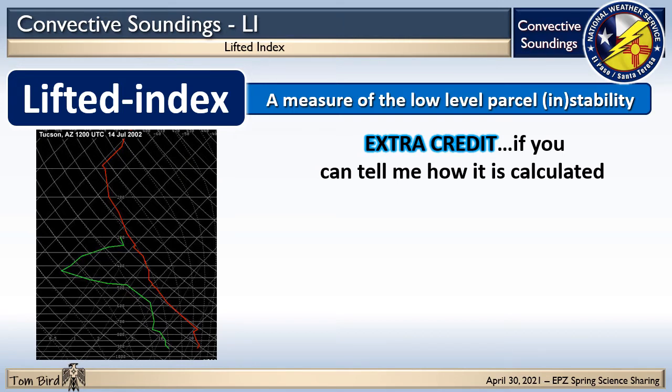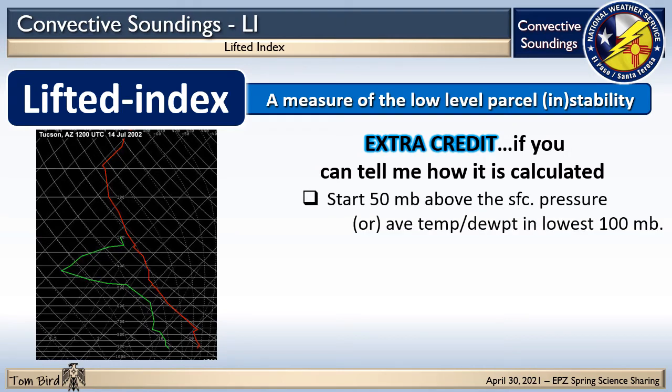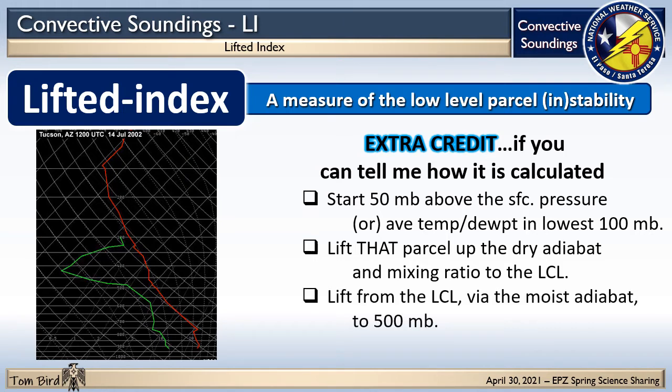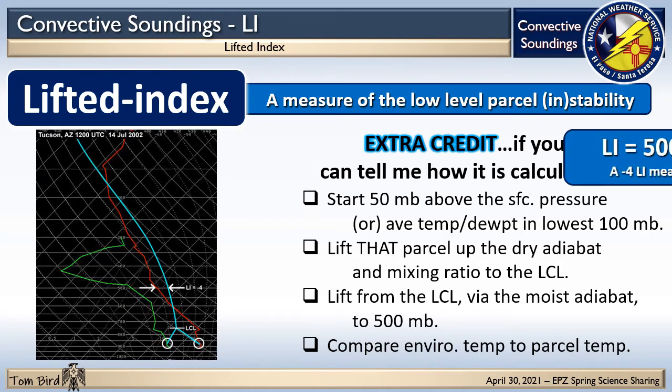Extra credit if you can tell me how it's calculated, because I'll be honest with you, I knew a negative number meant unstable. I knew a positive number meant stable, but I really didn't know what that number was, to be honest with you. And I might have been the only one in the office, but you take a surface average in about 50 millibars of the temperature and the dew point, and you lift that parcel up the dry adiabat and the mixing ratio to the LCL, and from that point up moist adiabatically until you get to 500 millibars. At that point, you compare the environmental temperature trace to what the parcel would be.